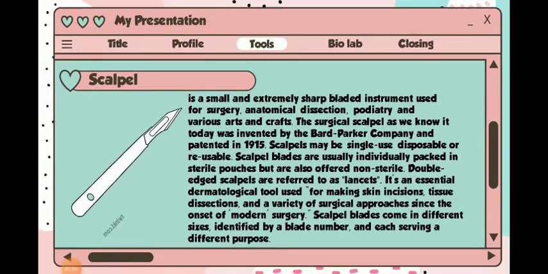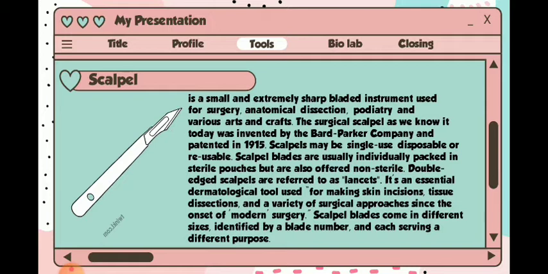The next tool is a scalpel. It's a small and extremely sharp-bladed instrument used for surgery, anatomical dissection, podiatry, and various arts and crafts. The surgical scalpel as we know it today was invented by the Bard Parker Company and patented in 1915. Scalpels may be single-use, disposable, or reusable.